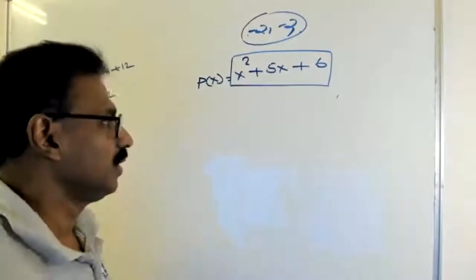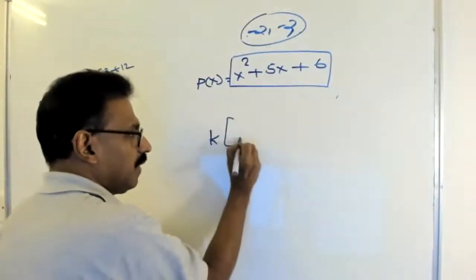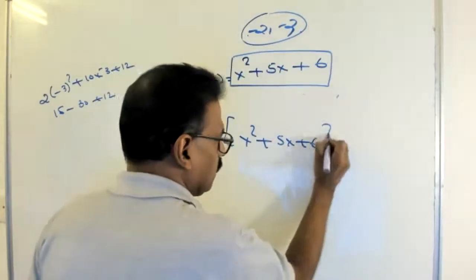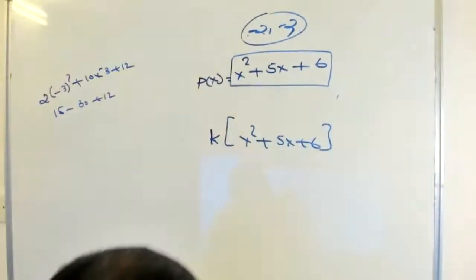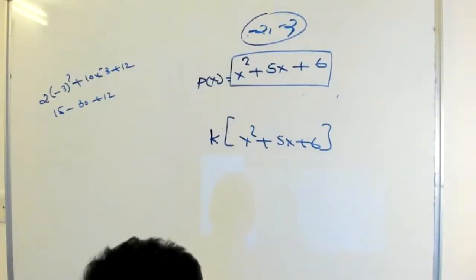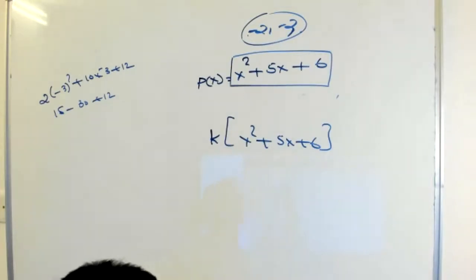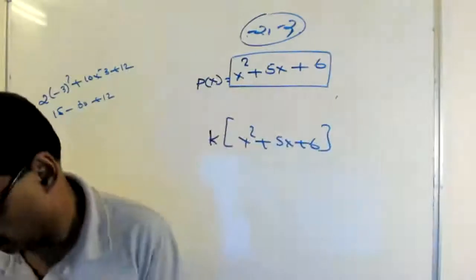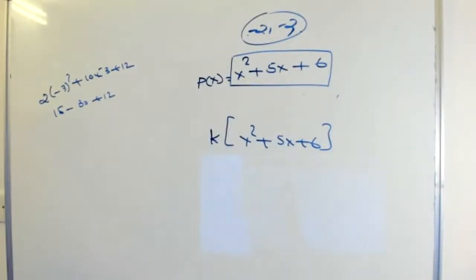So what will we do? We just write k into x square plus 5x plus 6. K is any real number. K is any non-zero real number. That's why we wrote the k there. You understand now the reason for writing the k value? Could you repeat why k?